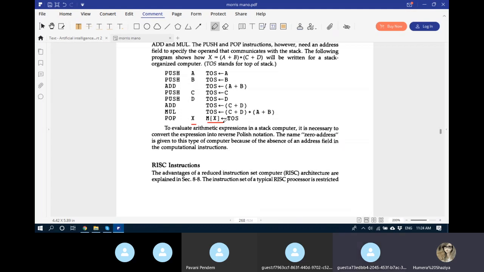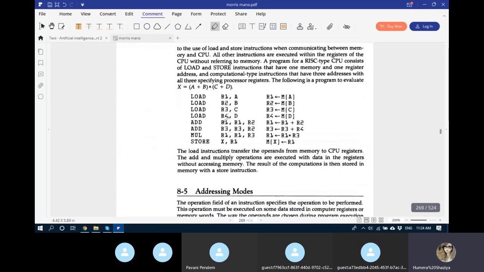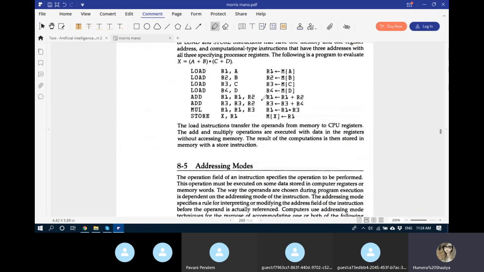Do you understand? In RISC instructions, what happens is, it is a combination. Look here, RISC is a combination of 2 address and 3 address. So you have all load statements in the beginning and all operations in the middle. And all store instructions at the end.